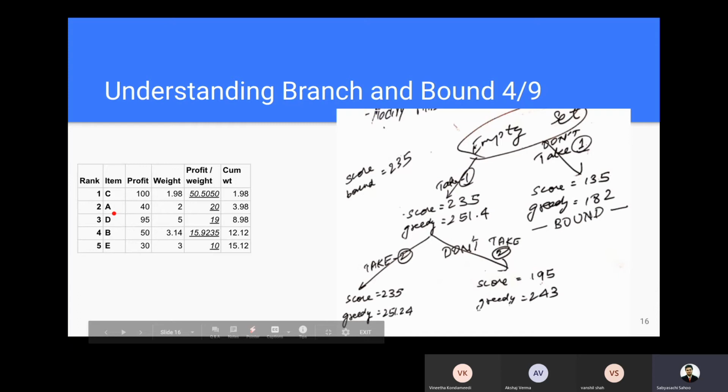Of course, if you take 2, again, you are going to take 3 and you will not be able to take 4, and your score is 235 and your greedy score is still 251.24.